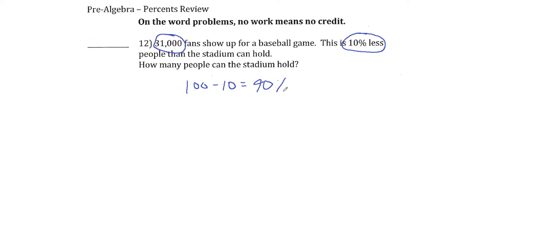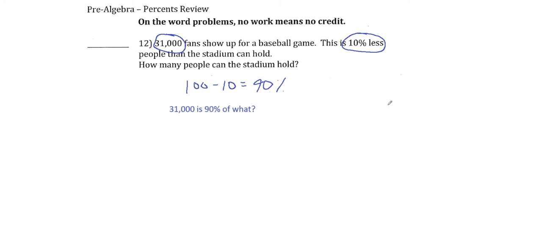So quickly here, let me type this out. We're saying 31,000 is 90% of what? That's what we're looking for. We're looking for the total, so we could phrase the question that way.